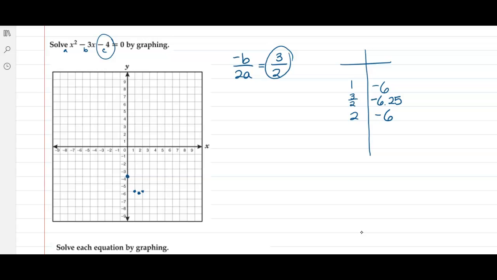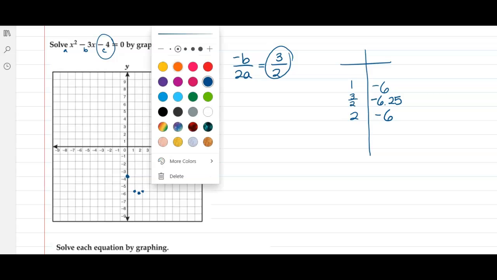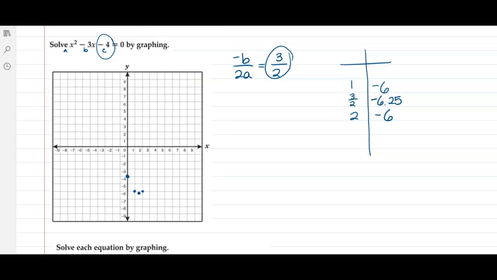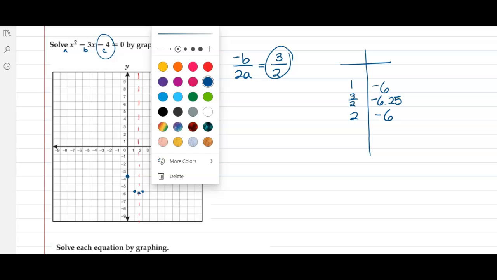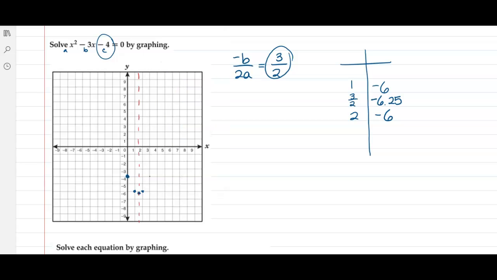If I go 1 1/2 spaces to get to the axis of symmetry, which I could draw, by the way. We can always have our axis of symmetry on our graph if that helps you. 1 1/2 spaces to the right past would be right here at the point 3, -4. And we can connect these points.